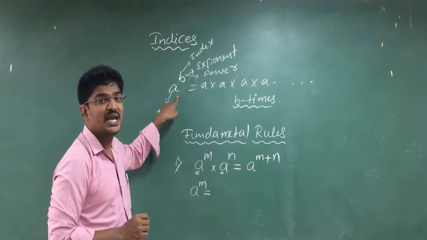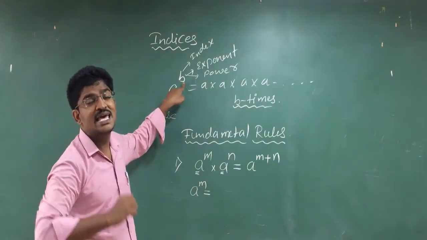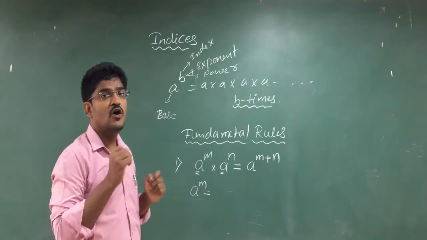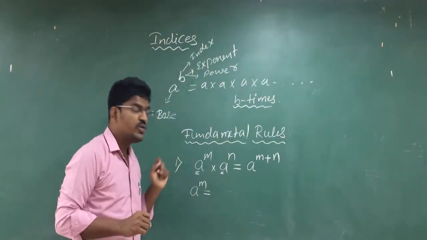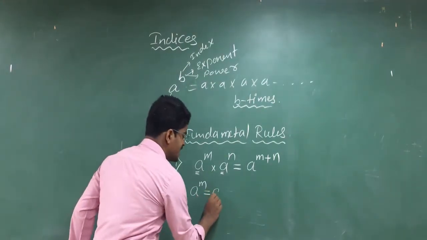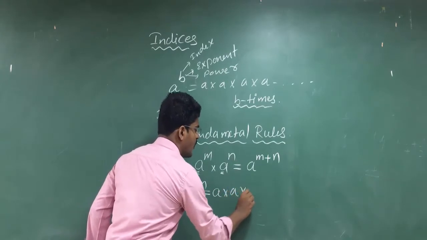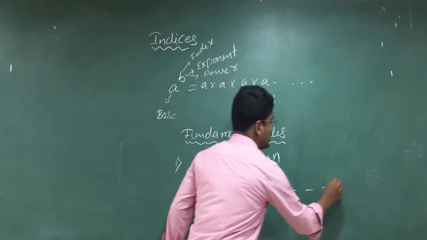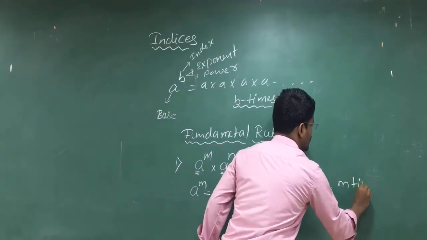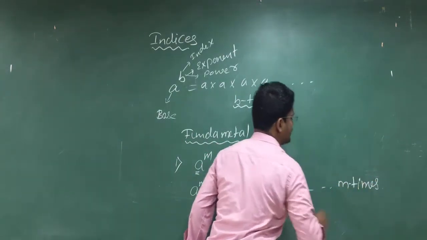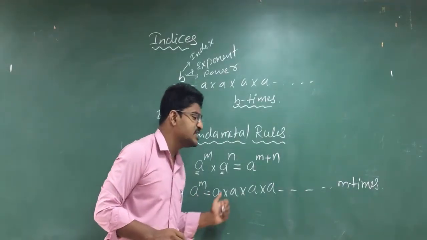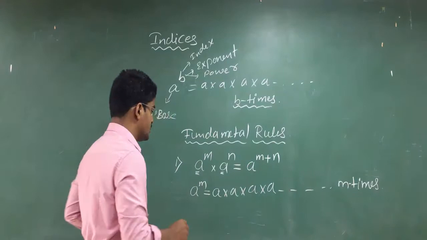As I have explained here, a to the power of b means a has to be multiplied for how many times? B times. In the same way, a to the power of m means a has to be multiplied for m times. Clear? So a to the power of m means a is multiplied for m times.